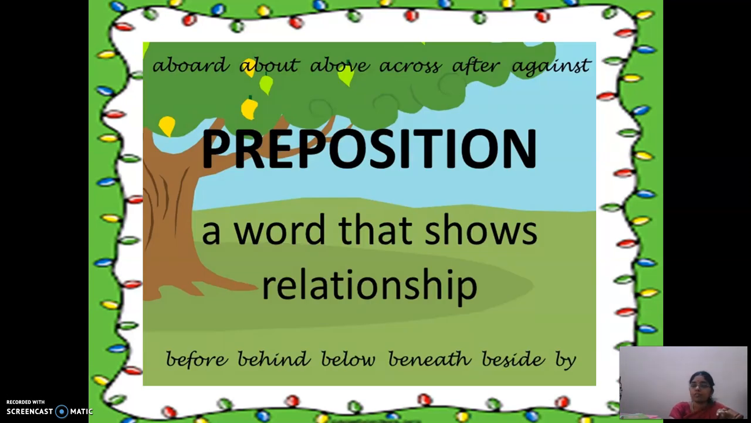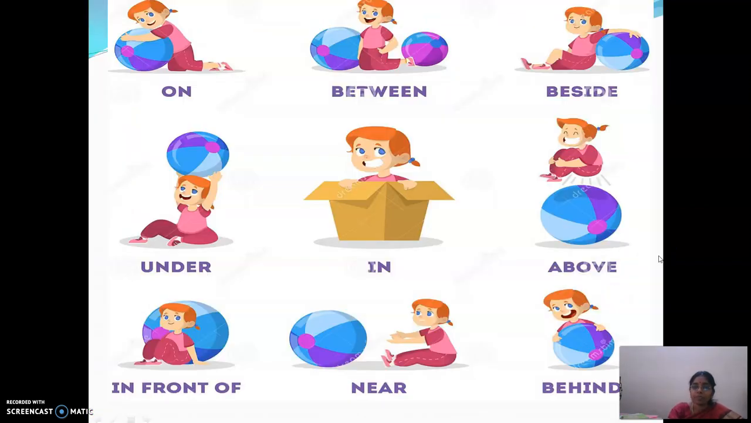Again, a preposition is a word that shows relationship only, and on the top and bottom you have some words. Can you see those words? About, above, across, after, against, all starting with A, prepositions starting with A. Here: be, before, behind, below, beneath, beside, by. So all these are prepositions which start with A and B, right?